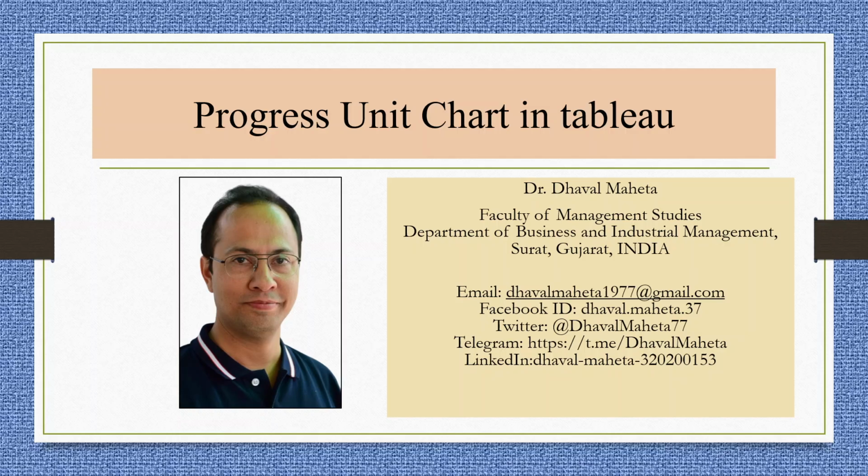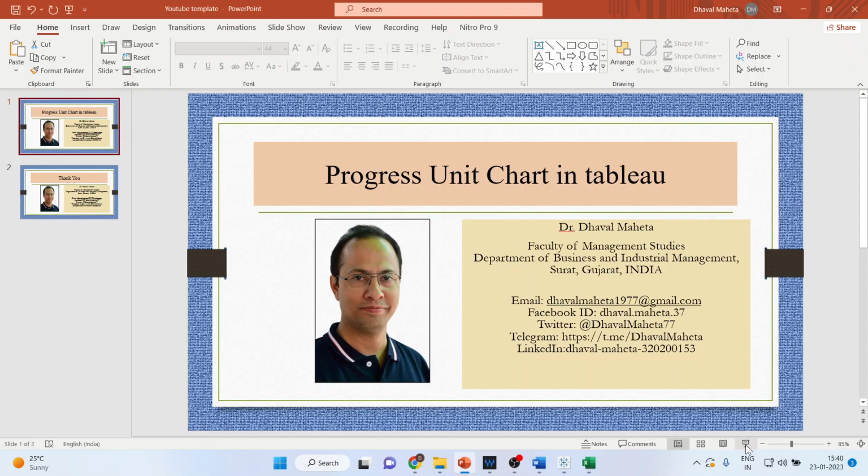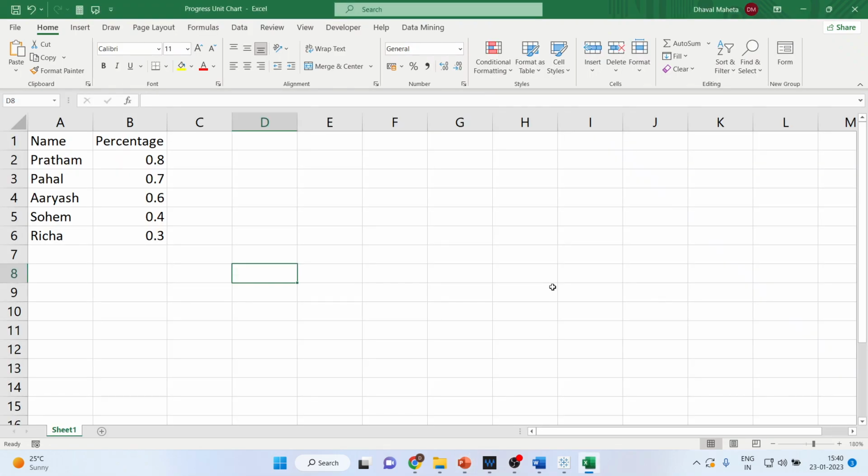This is Dr. Dhaval Maheta, and today we are going to understand how to generate progress unit chart in Tableau. First of all, let me show you the data for which we want to generate the progress unit chart. Five students are there: Pratham, Pahal, Aryas, Soham, and Richa, and their percentages are given. We want to generate the progress unit chart from this data.